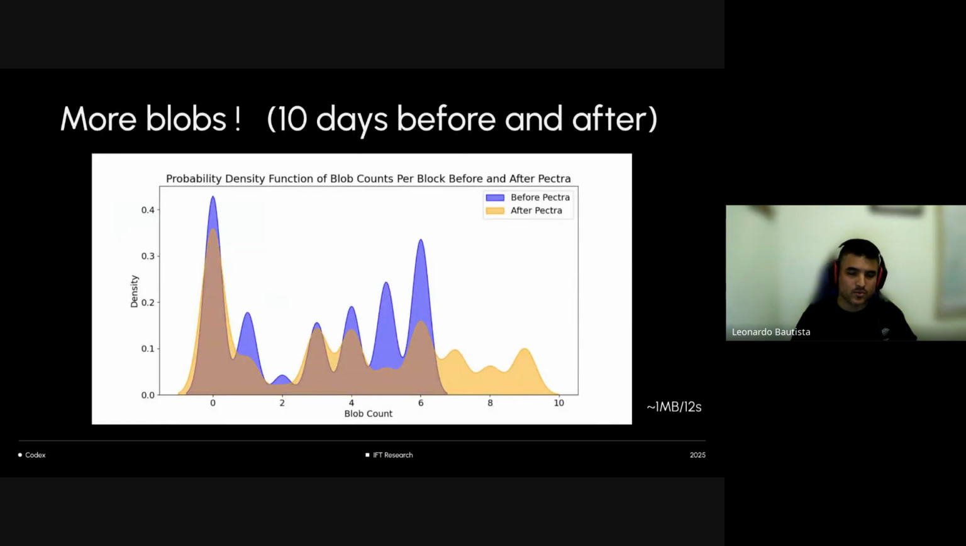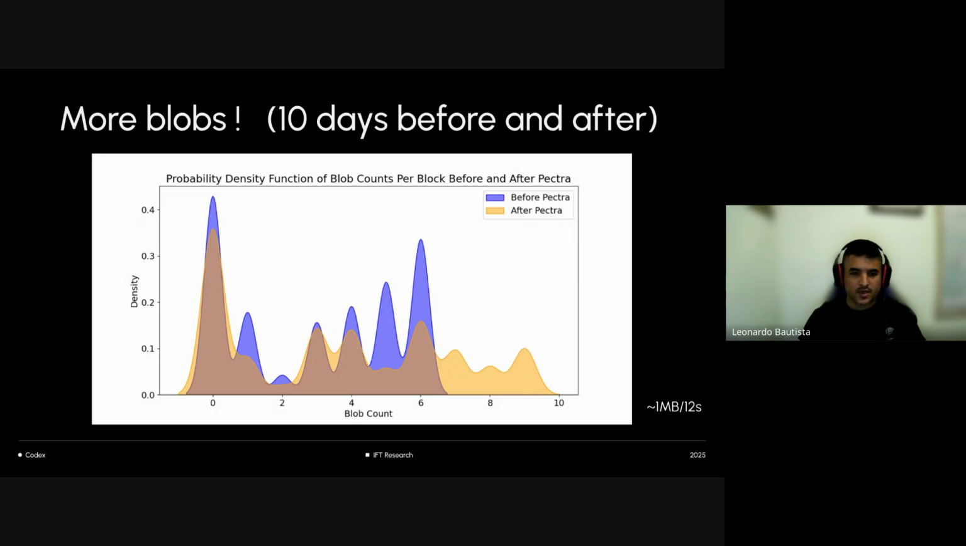Now, what we have today, after the Pectra hard fork that happened on the 7th of May, is a little bit more blobs. So yay, we got more space so that layer 2 rollups can store more data.